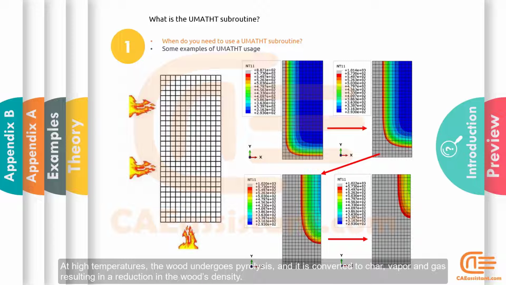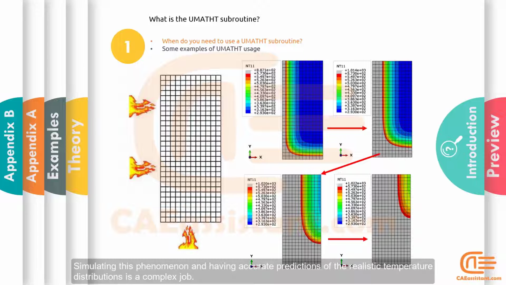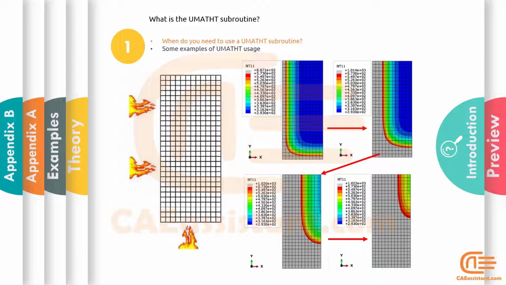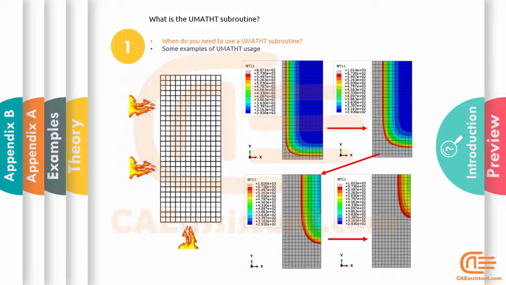At high temperatures, the wood undergoes pyrolysis and it is converted to char, vapor, and gas, resulting in a reduction in the wood's density. The gas undergoes flaming combustion as it leaves the charred wood. Simulating this phenomenon and having accurate predictions of the realistic temperature distributions is a complex job. You must consider the evolution of the temperature gradient and a bunch of other stuff about thermal analysis.